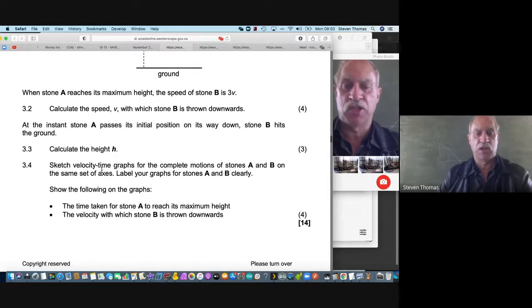Sketch a velocity-time graph for the complete motions of stone A and B on the same set of axes. Label your graphs for stone A and B. Show the time taken for A to reach its maximum height, and the velocity with which B is thrown downwards.